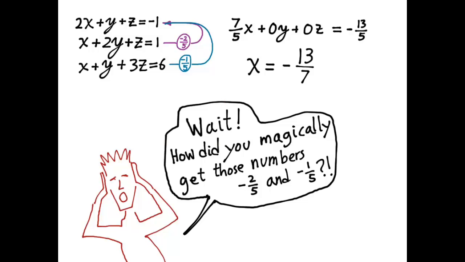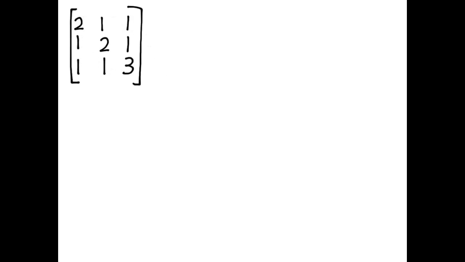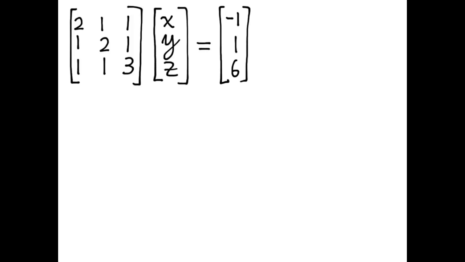I'll show you a very nice way of seeing how you can get those numbers, thinking of the system as a matrix. So first of all, I'll put in the coefficients of 1 wherever we have coefficients of 1, and then I'll get rid of the rest of the equation, and we have this matrix multiplied by the 3 by 1 matrix x, y, z, and that gives us the right sides of the equations, negative 1, 1, 6.